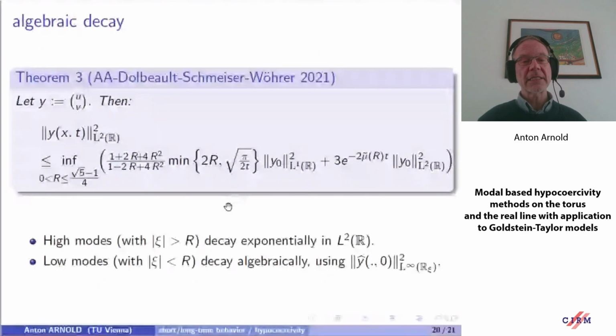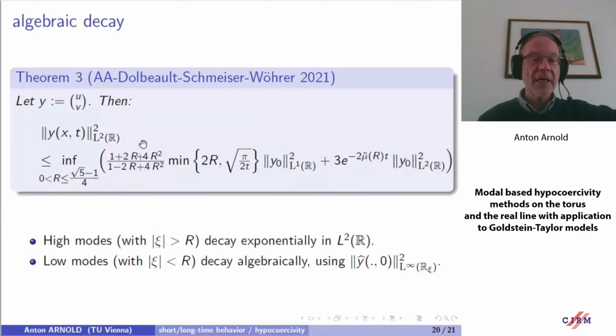So here is the final result that we obtained with Jean, Christian Schmeisser, and Tobias Wöhrer. So in L2, our solution with the components U for the mass density and V for the flux density, this decays as a function of time. And on the right-hand side, we have this nasty term. So before explaining a bit what we see here on the right-hand side, let me briefly mention what has to be done here.